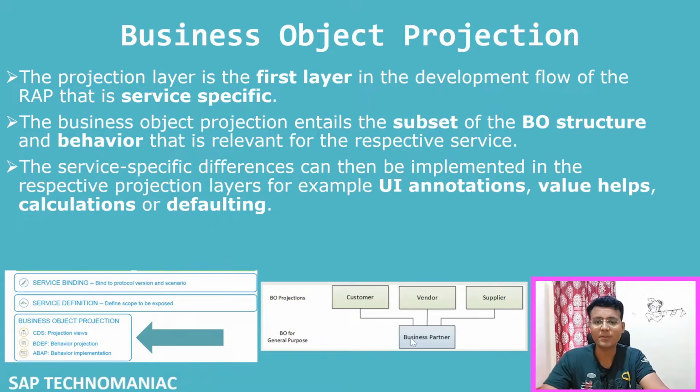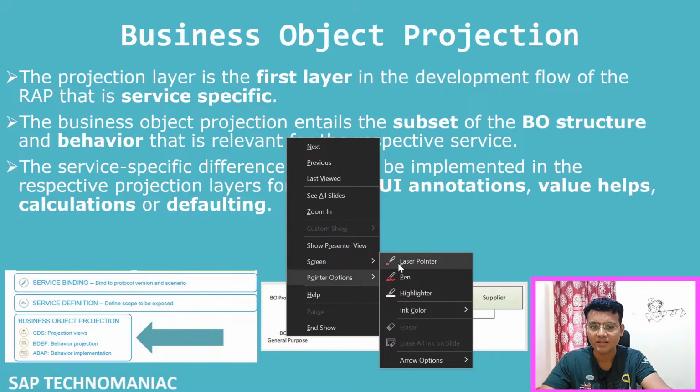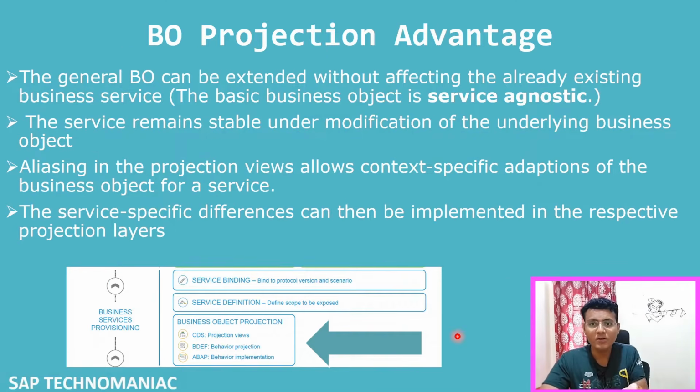Or suppose, for example, for the customer we want to add 10 fields additionally. Let me use the laser pointer. So we can add those 10 fields in the business partner and then we can add them in the customer. It will not impact the vendor and supplier. In future, if you want to add one more functionality, we can add it in the business partner and then in the customer. It will not impact vendor and supplier. So the business partner base BO will always be stable. That is a very important thing.